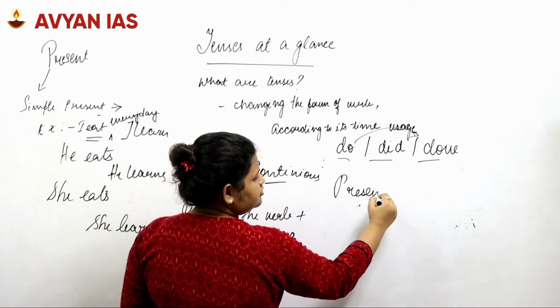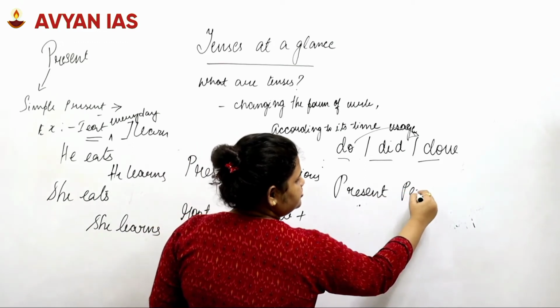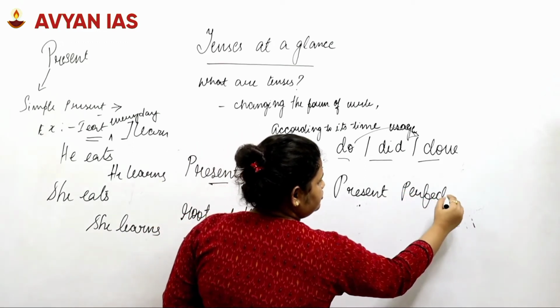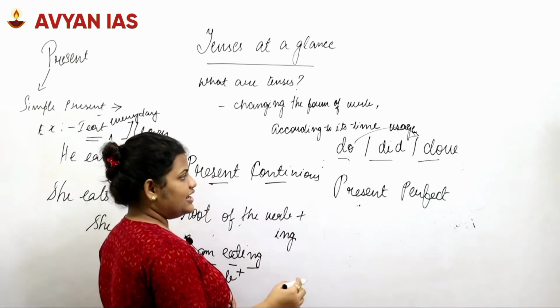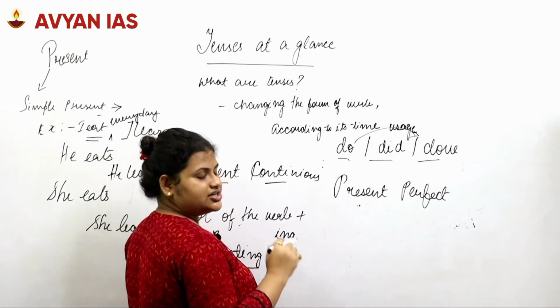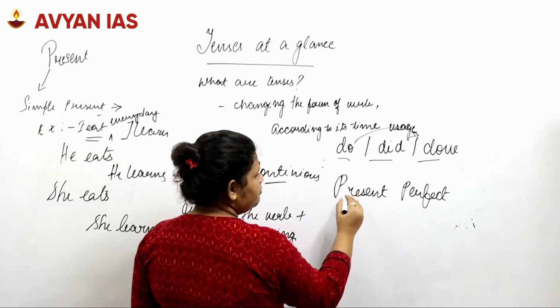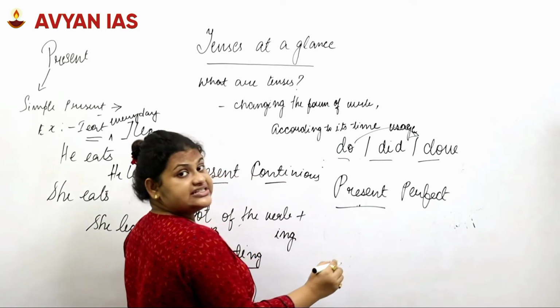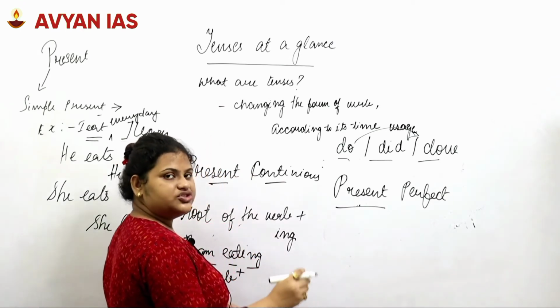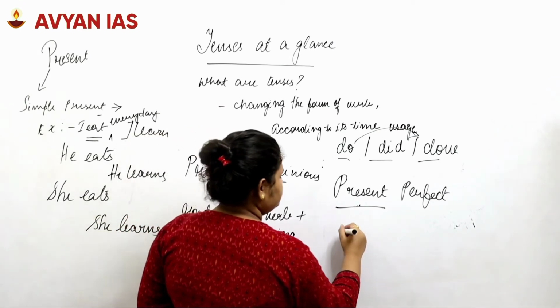The next that comes is present perfect tense. Present perfect tense talks about an action which has just been finished. Remember, although we are talking about it in the present tense, but it is still about the action which has just finished.